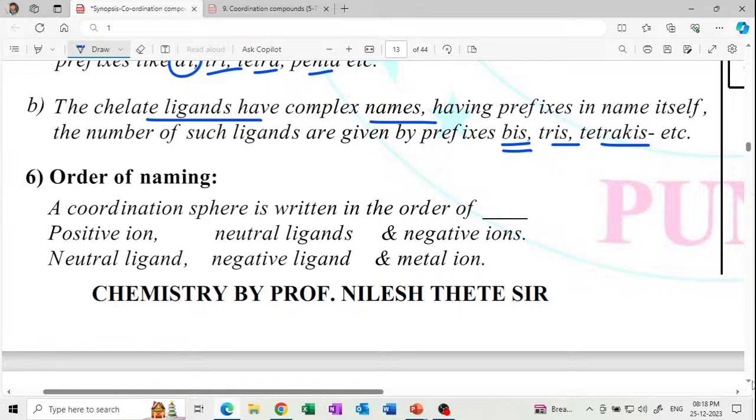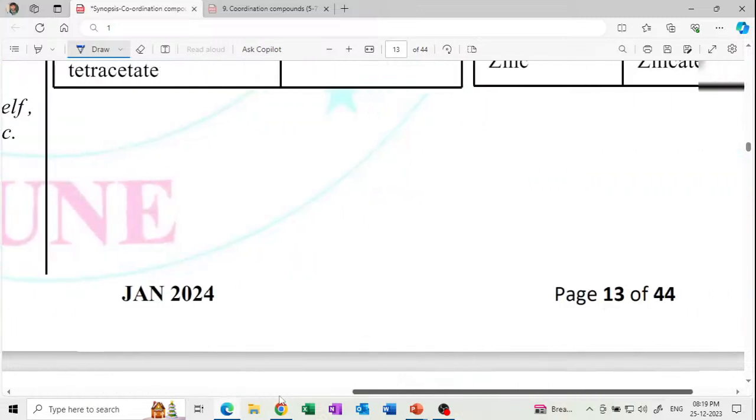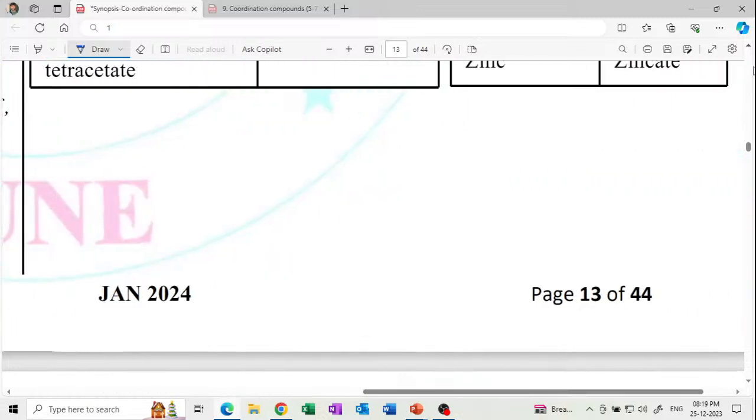Neutral ligand, negative ligand and then metal ion, and if there is a positive ion, it is written first, then neutral, then negative, in this way. Get it? So neutral ligand first, then negative ligand, and lastly the metal ion. This is for writing the formula.